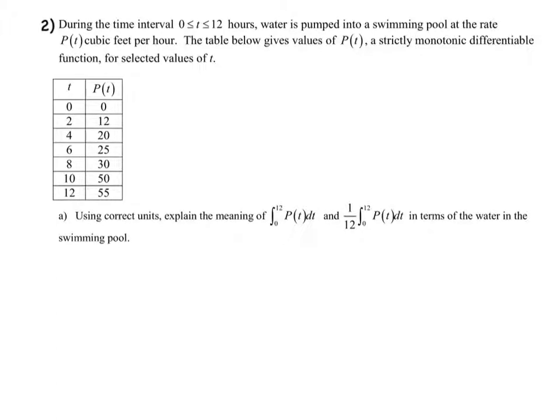If we look at number 2, it says during the time interval 0 to 12 hours, water is pumped into a swimming pool at the rate P of t cubic feet per hour. The table below shows the values of P of t, a strictly monotonic differentiable function for selected values of t. Using correct units, explain the meaning of the integral from 0 to 12 of P of t dt, and 1/12 of the integral from 0 to 12 of P of t dt, in terms of the water in the swimming pool.